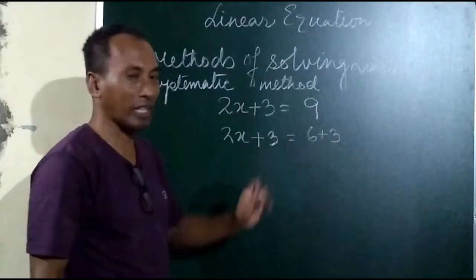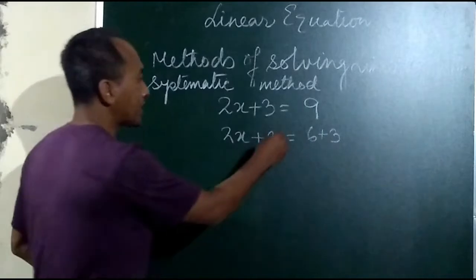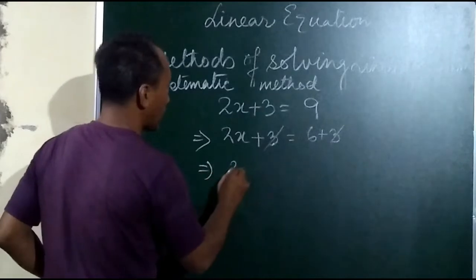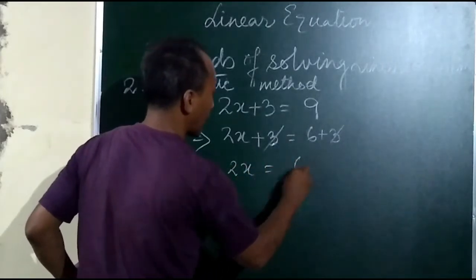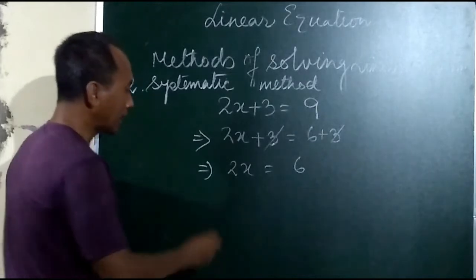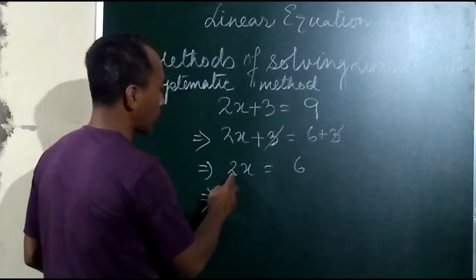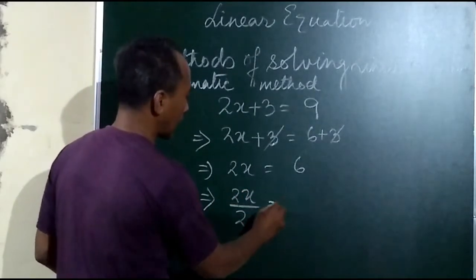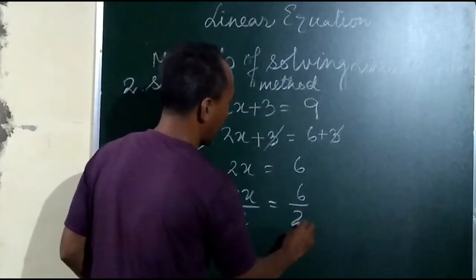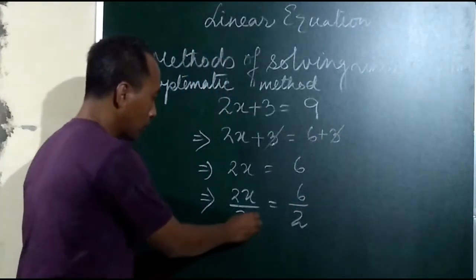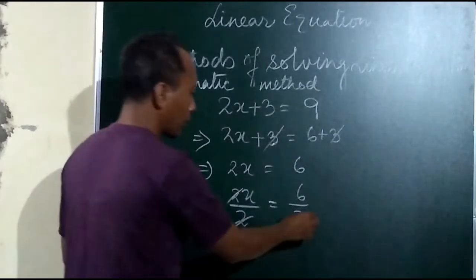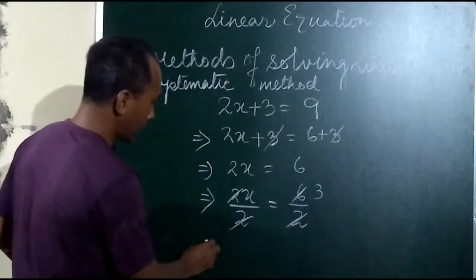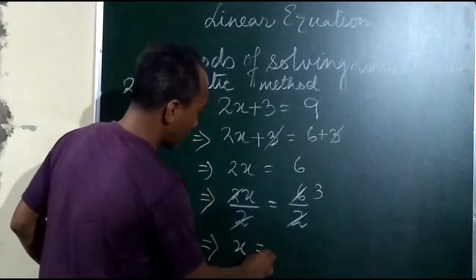3 plus 6 is making it as 9. Now we can cancel this 3 and this 3. So we get 2x equals 6. Now dividing both sides by 2, because here is also 2, so we divide 2x by 2, and here 6 is also divided by 2. So 2 and 2 cancel, and 6 divided by 2 is 3. So how much did we get? The value of x is 3.